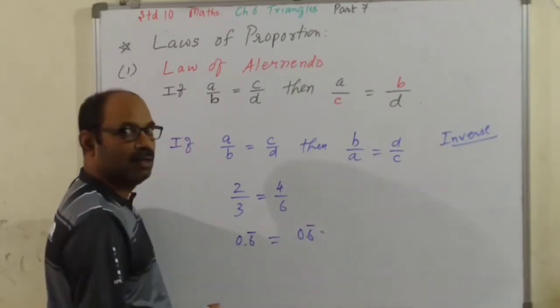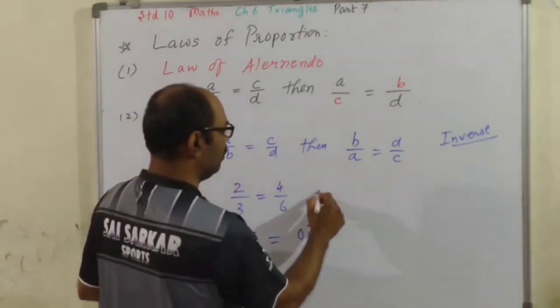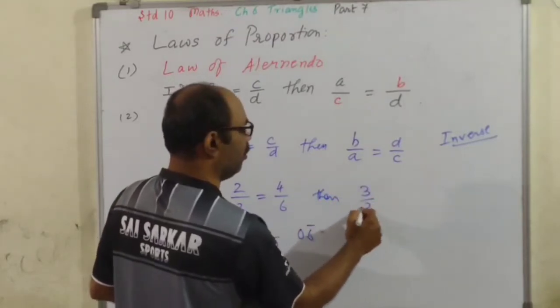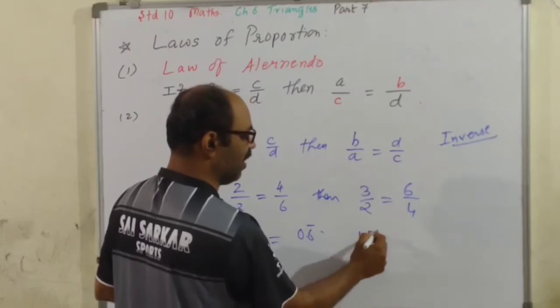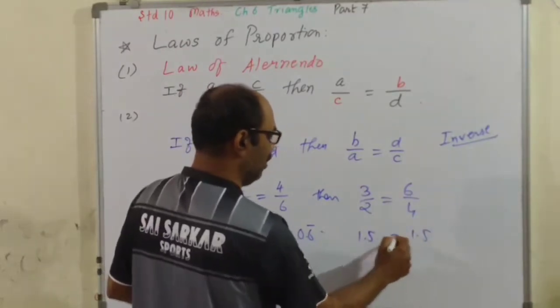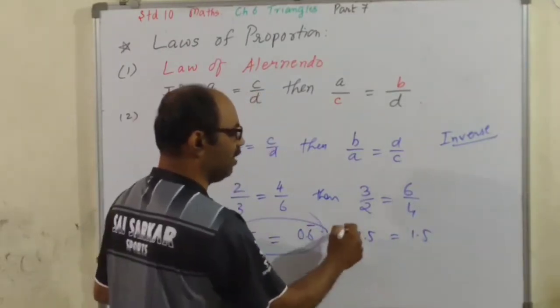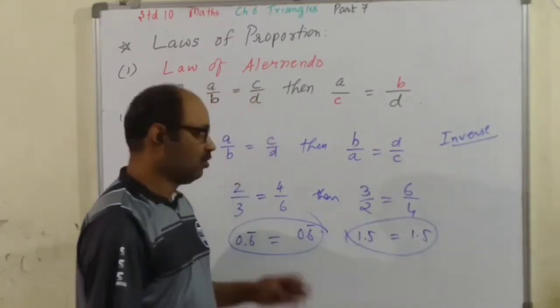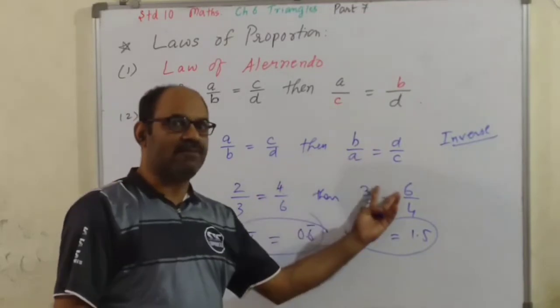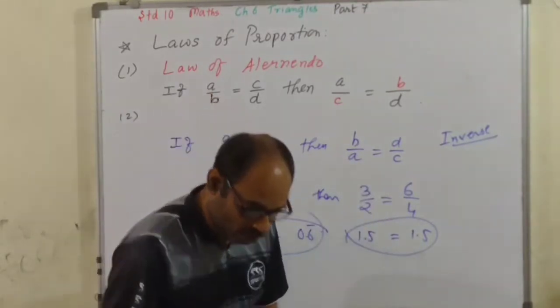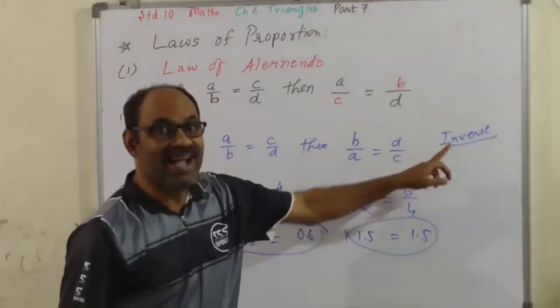They are equal. But I take the inverse now. Then 3 upon 2 is equal to 6 upon 4. The value changes. This is 1.5. This is also 1.5. So this is 0.6 bar and this is 1.5. So all four are not equal. If these two are equal, then from that we get two new ratios. Alright. What are we doing here?